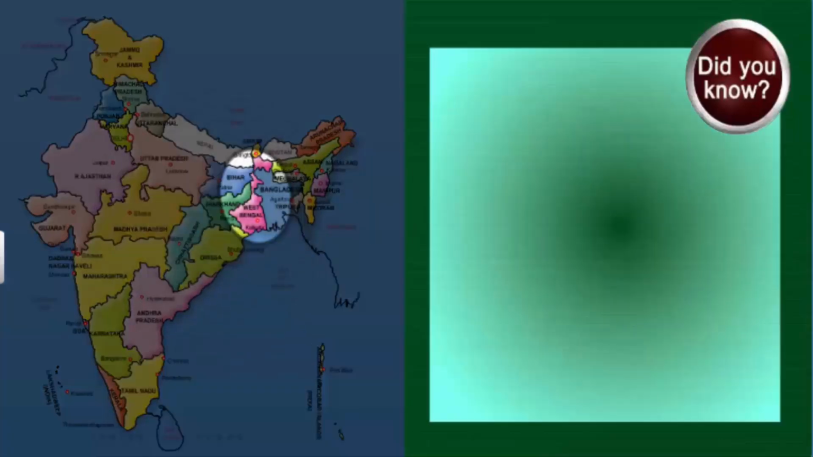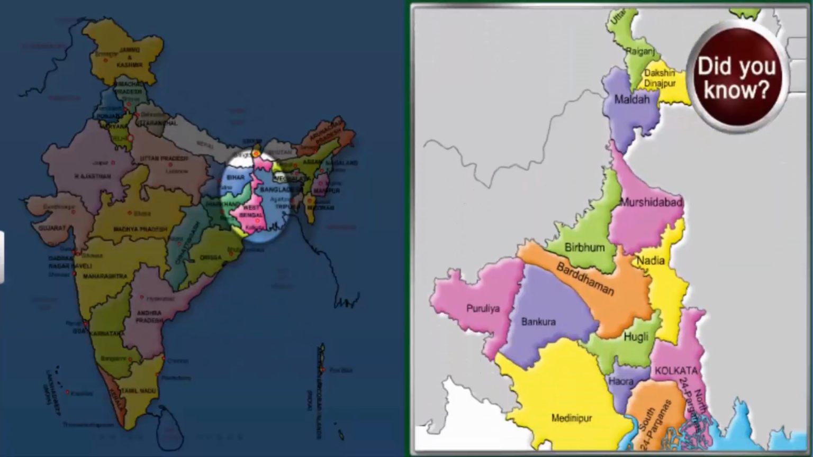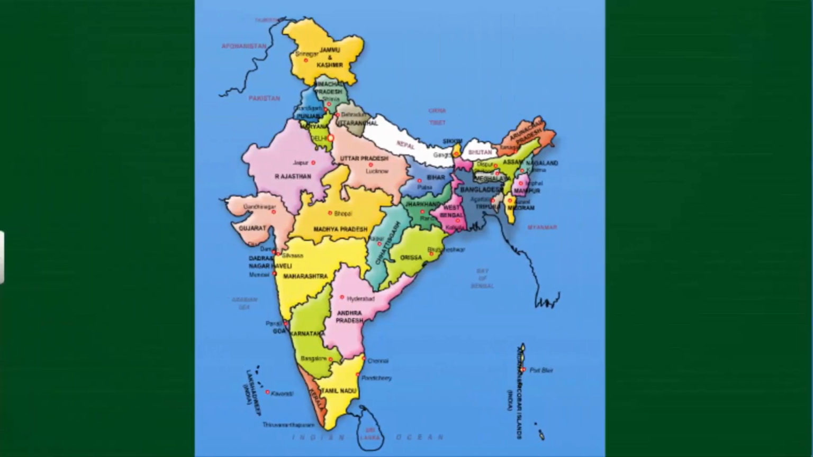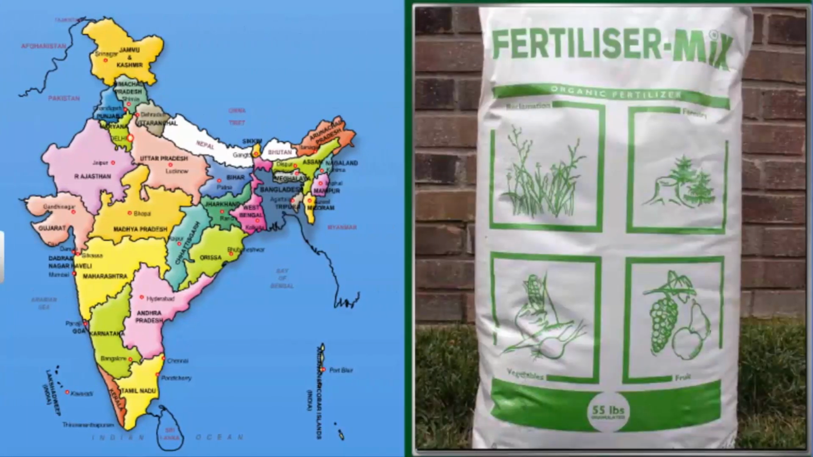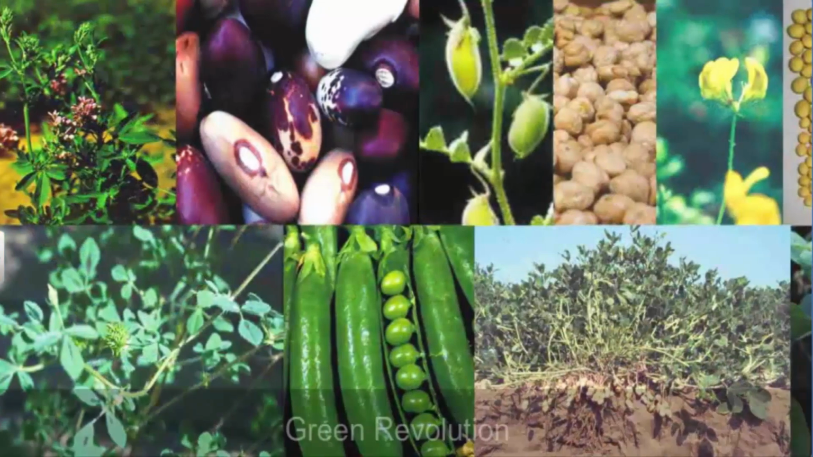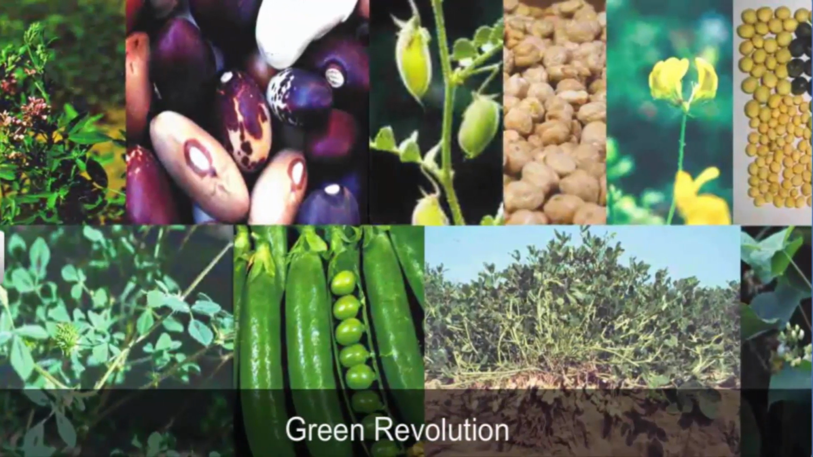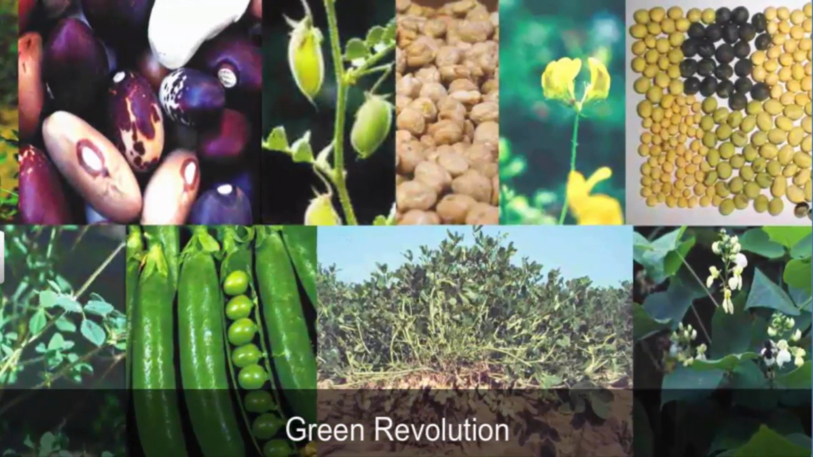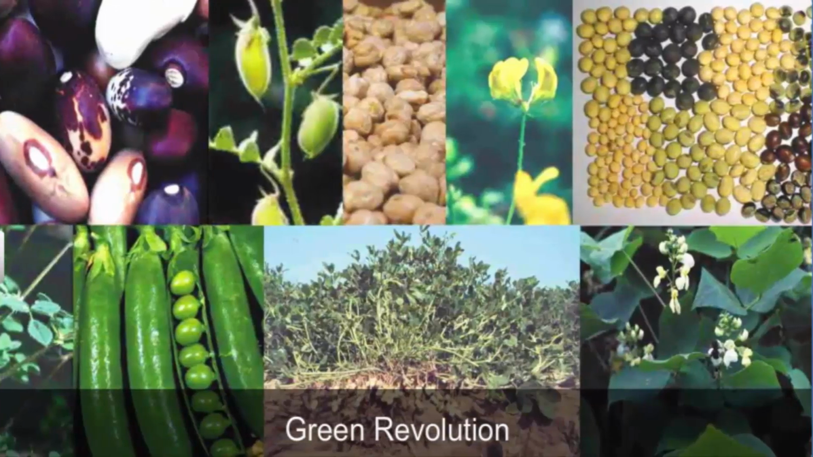Did you know wheat is now grown in West Bengal and to a small extent in the southern states of India? A movement launched in India in the mid-1960s promoted the use of high-yield seeds and an increase in the use of fertilizers and irrigation. This movement is called the Green Revolution of India. The success of the Green Revolution in the northern states has played a major role in the growth of Rabi crops.